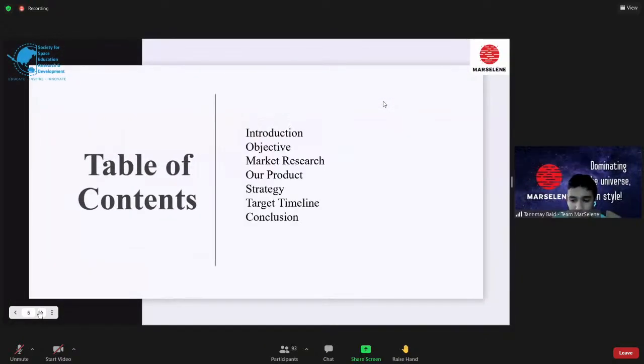This is the flow of events for our presentation. We will start off by introducing the aim and objective of Marceline, then move on to the discussion about the three main pillars of our research: the market analysis, our business strategy, and the design of the products. We would like to end the presentation by displaying our target timeline and our future goals, and finally, by answering your questions. So without further ado, let's get started.